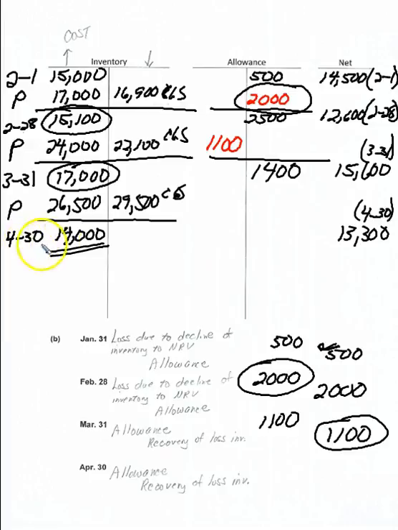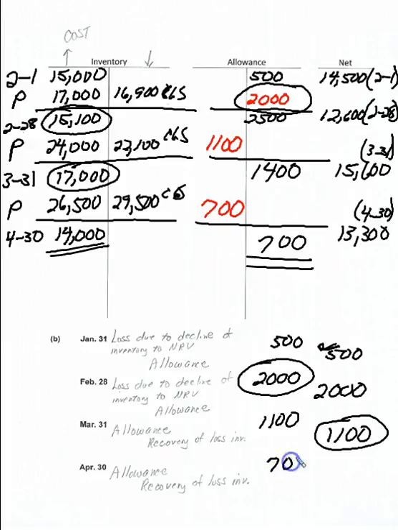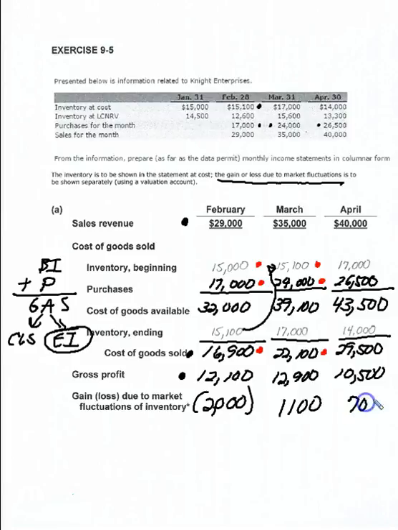So anyhow, on April 30th, cost is $14,000. Lower of cost or net realizable value is $13,300. So we need the allowance account to have a balance of $700 at the end of April. There's $1,400 in the account. So if we have a credit of $1,400, we want a credit of $700. So we need a debit of $700 to bring it down. So we will debit the allowance account and credit this recovery of a loss, which in essence is a gain of $700. And then that gain, go back over here to the income statement, will get reported here.